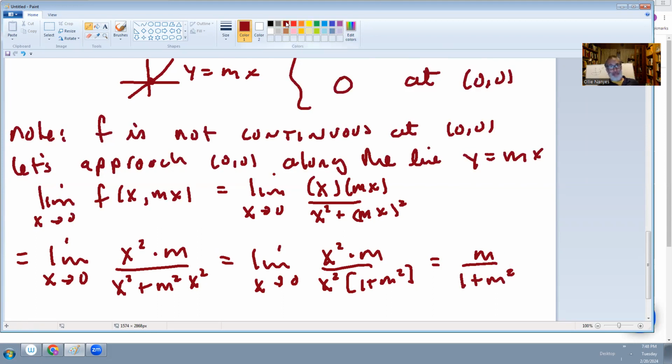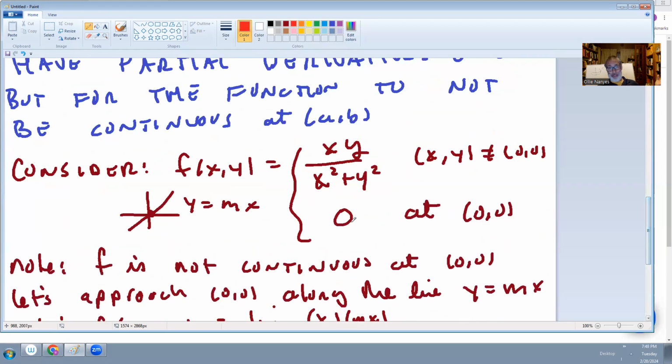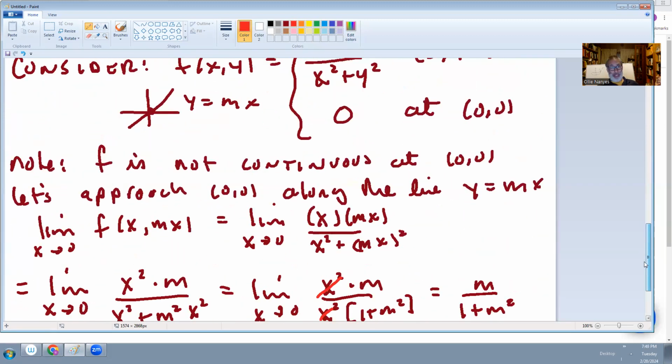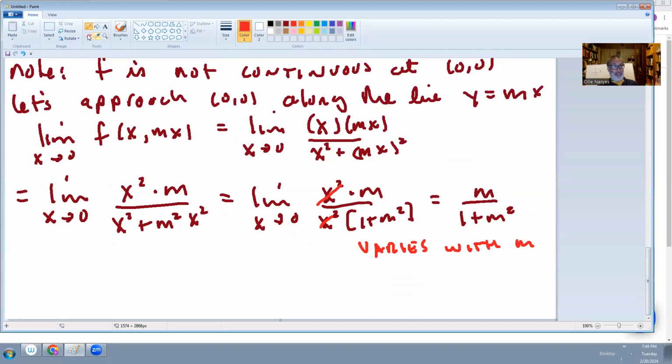Now, I know some people don't like the term cancellation, but that's really what's going on. And this varies with m. In other words, if you let m be different numbers, you get different numbers here. Like m equals 0, you get 0. m equals 1, you get 1/2. Those are not equal, and they're certainly not equal to 0. So we've shown that this function right here is not continuous at the origin. Okay?